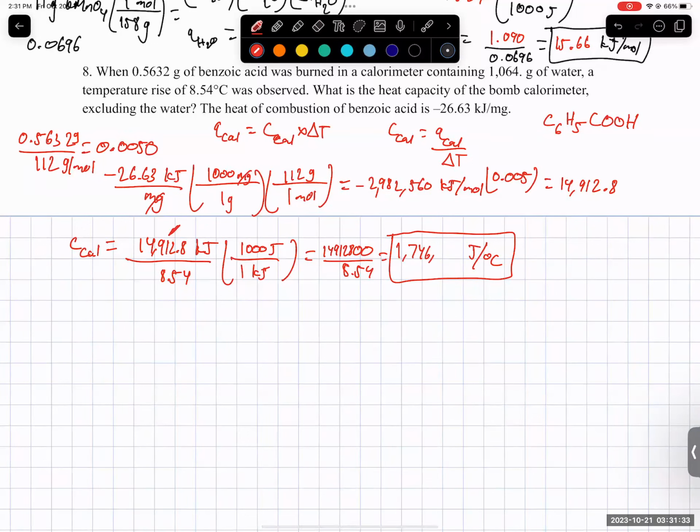So 1,746,229.51. The heat capacity is 1,000,000 joules. Probably not realistic, but there you go.